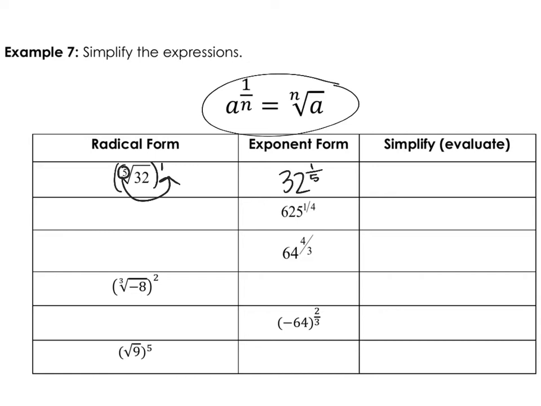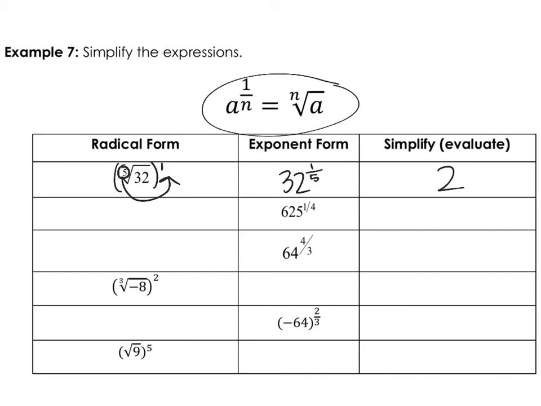So I like to type this into my calculator in the exponent form. You can type either one into your calculator, and if you need help with that, I'd be happy to help you. But let's type in 32 to the exponent of 1 divided by 5. And if you do that, you get a positive 2.